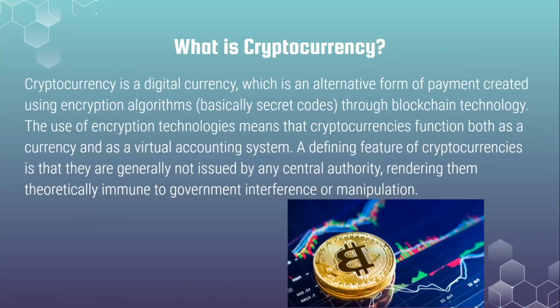And as digital money becomes increasingly widespread and coupled with an estimate that more than 50% of the world's population owns a smartphone, some believe that blockchain technology will overtake the banking industry's old technologies. And the use of encryption technology means that cryptocurrencies function both as a currency and as a virtual accounting system. A defining feature of cryptocurrencies is that they are generally not issued by any central authority, rendering them theoretically immune to government interference or manipulation.